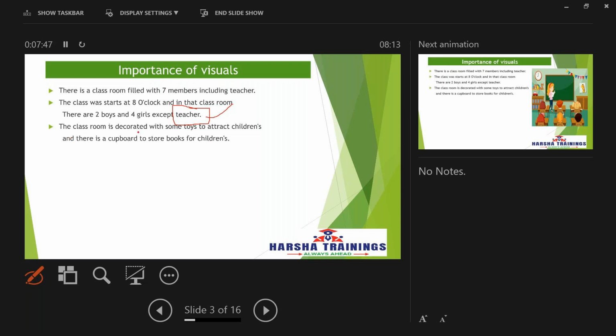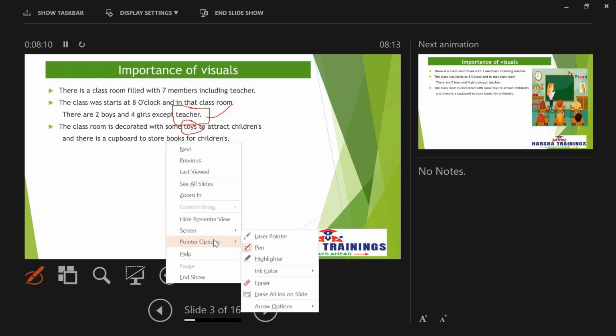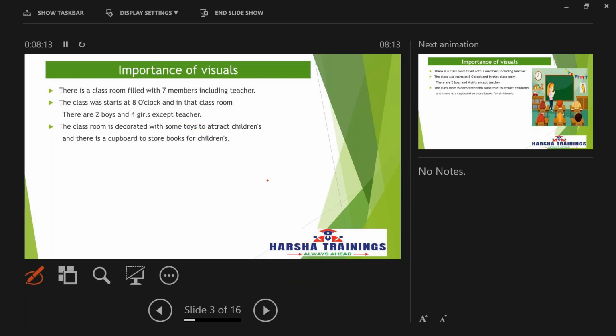Now, the classroom is decorated with some toys to attract the children. What is meant by that? See, the class is decorated with some toys. When I'm asking what toys are there, it's better for the children, right? And apart from that, in the story, if I have many requirements, many questions, without any visualization, it's very difficult to analyze, right? It's very difficult to answer, yes or no?